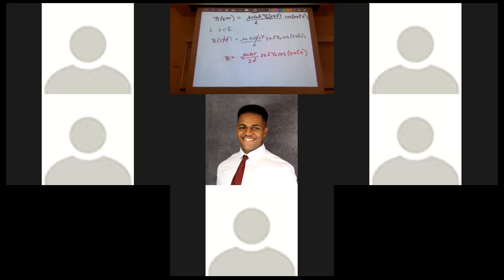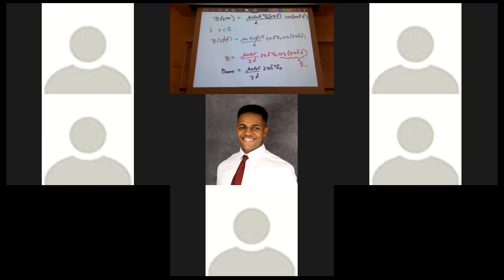That's going to be the maximum value of the magnetic field at that point. So then B max will be all of this stuff, but cosine will be 1. So this is the maximum value of the magnetic field. Okay? So all I'm doing is setting cosine to 1. That's it. Okay?